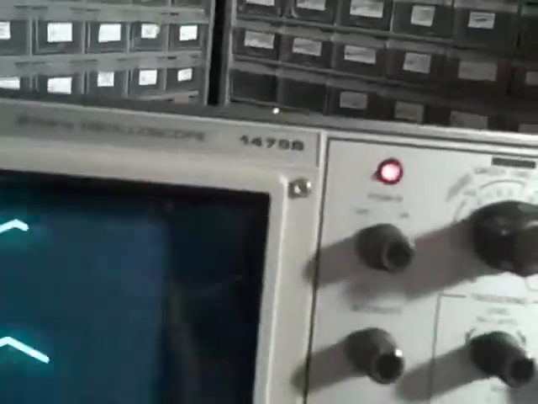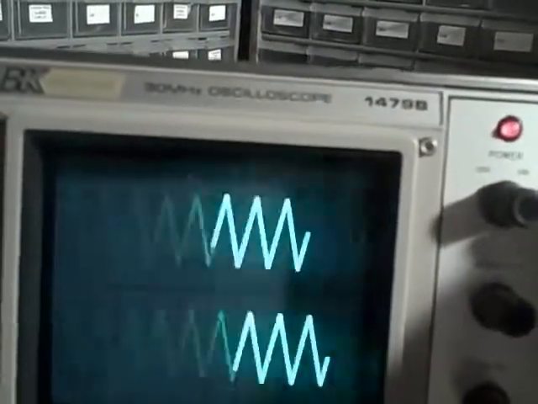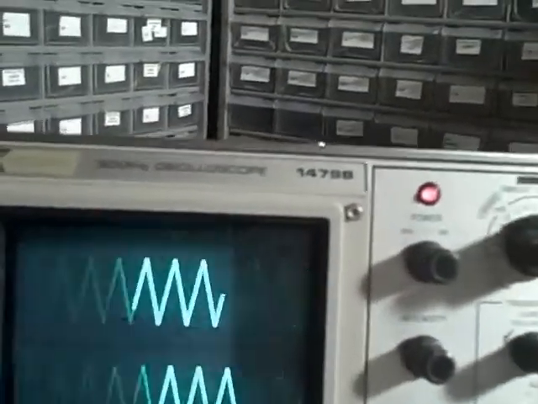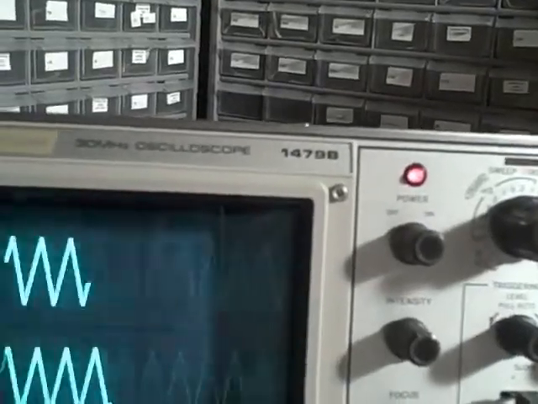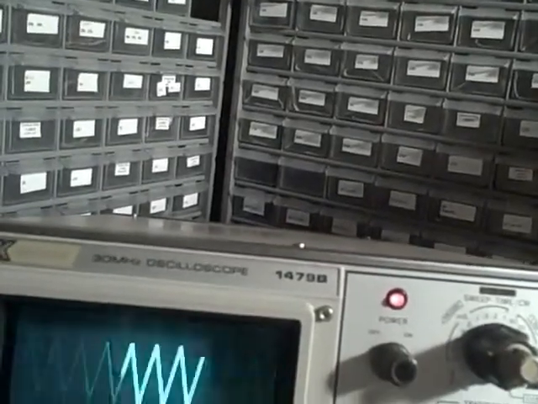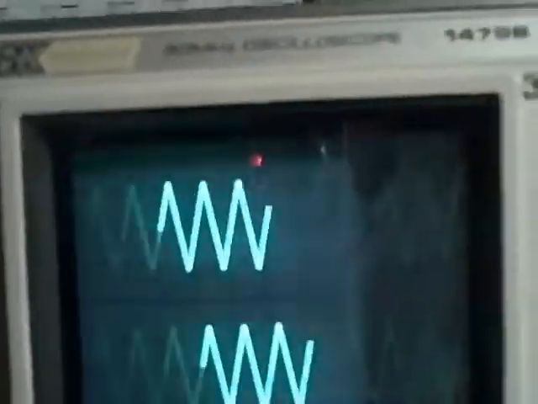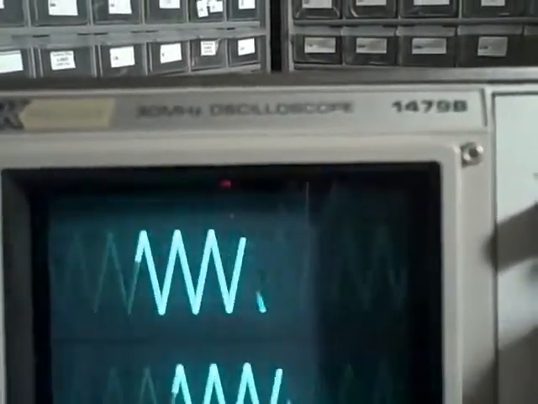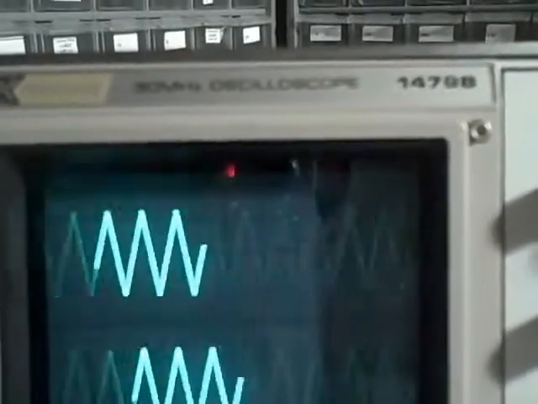We can now kick ourselves up a decade and position this just a hair, and you can see that we are hitting right on the graticules. 10 peaks. We are at 10 milliseconds per division and running exactly 100 cycles per second. At 100 cycles per second, we have 1 cycle in every division. There we can see it right on the division line.